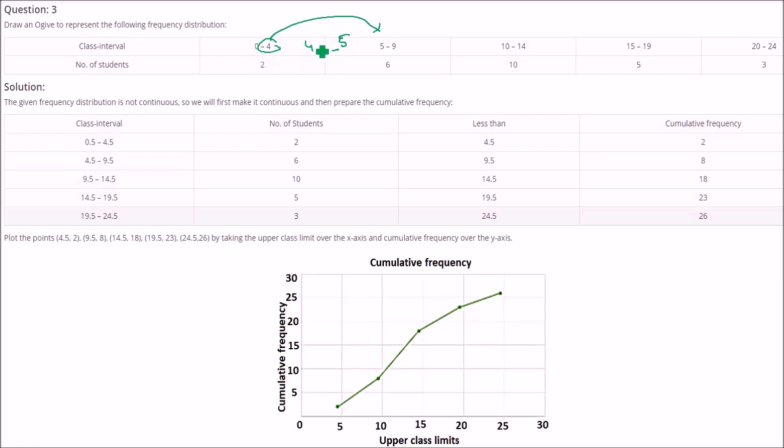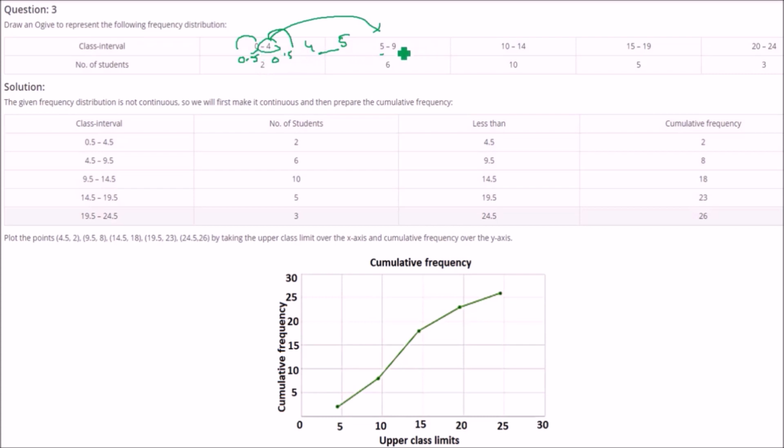It is not given. So to make it continuous, we subtract 0.5 from the lower limit and add 0.5 to the upper limit. So lower limit minus 0.5, upper limit plus 0.5. We do it for all of these.